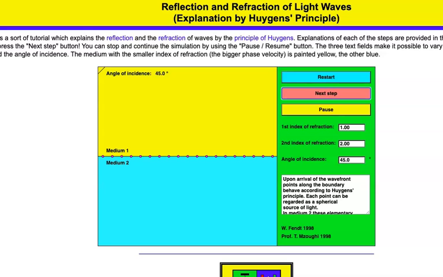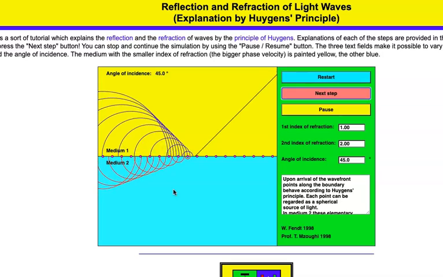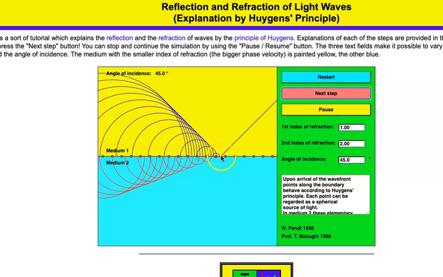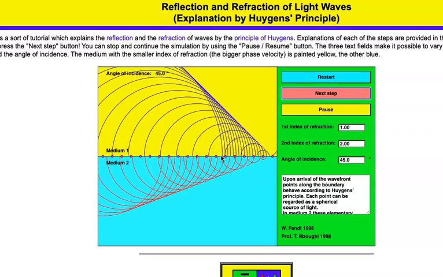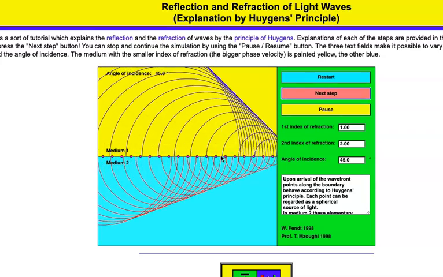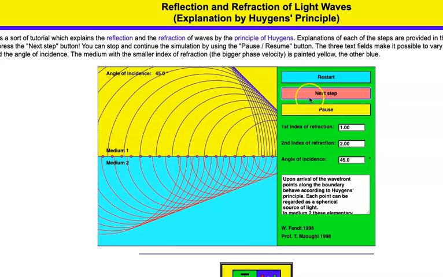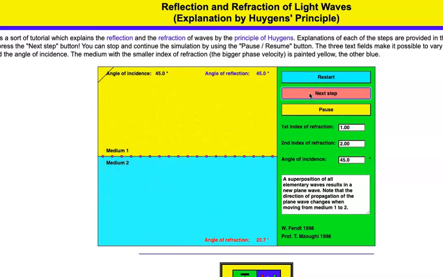I'm going to go to the next step, and you can see each of those points on the medium right here are going to act as the source of a new wavelet. You have a wavefront that's coming into the medium barrier, and it's going to be reflecting and refracting. And as it interacts and reflects and/or refracts, that's when we are looking at the source of the wavelets. So we're going to even go a little further. There's a lot of steps to this, trying to make sense of this.